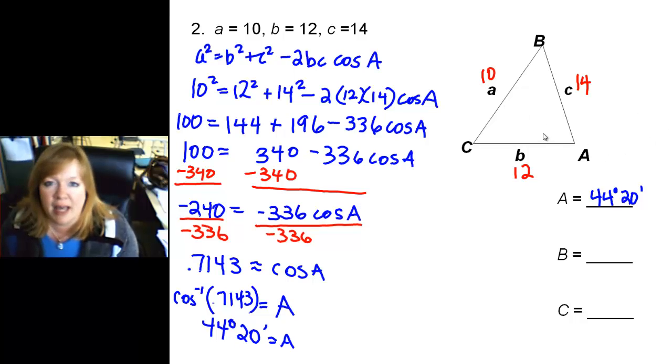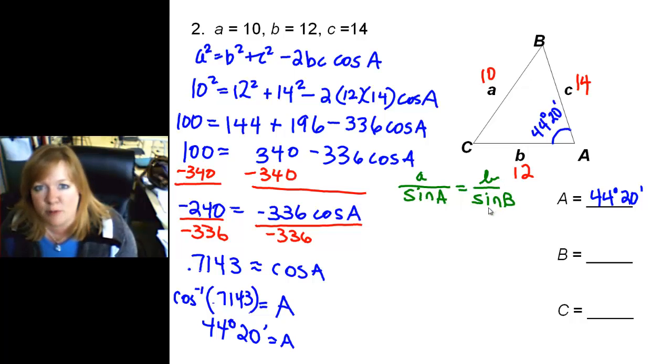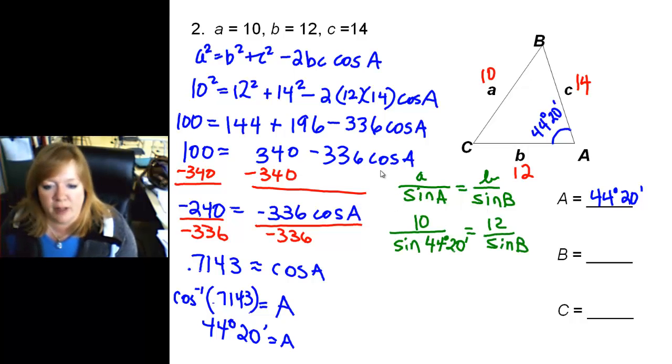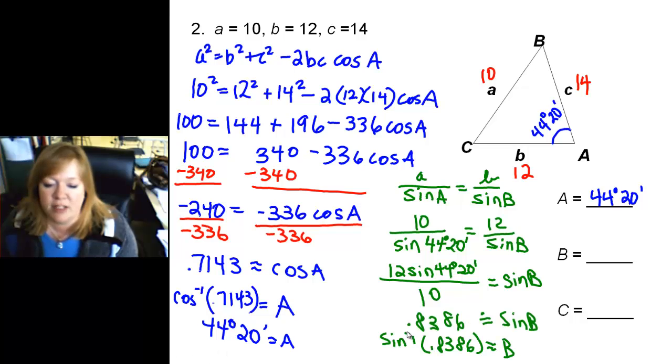And like I said, I go from the smallest angle to the biggest angle. So the next angle I'm going to find is going to be angle B. So I'm going to do little a over sine A equals little b over sine B, because you can have one obtuse angle and that kind of messes everything up with these laws. So if we do this out, let's plug and chug. We got 10 over the sine of 44 degrees 20 minutes equals 12 over the sine of B. Multiply diagonally, divide by the third number, and I put everything in at once and leave the decimal in there. So I get 0.8386 is approximately the sine of B. I do sine inverse of my answer, and I end up with 57 degrees.